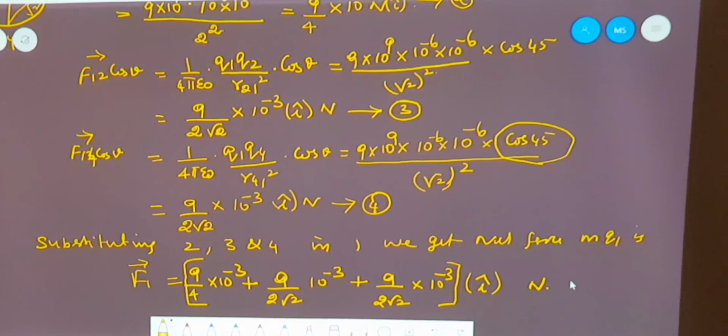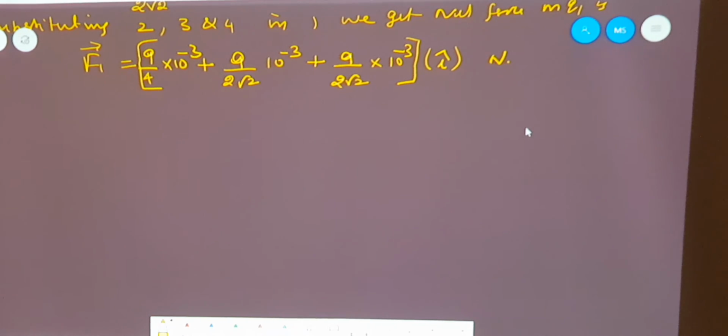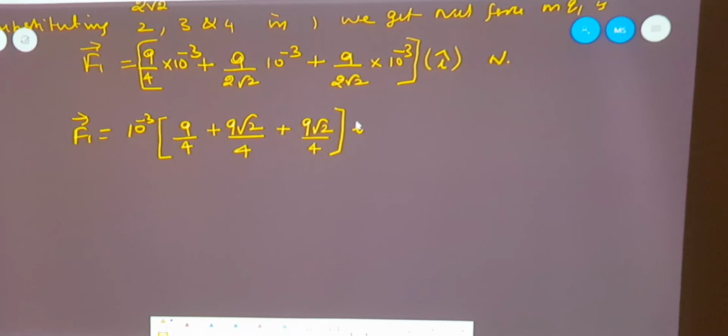So, you try to solve it out. It will be easier for you to solve. I will tell you the method and you just solve it out. Now F1 vector is equal to, first of all I am taking 10 to the power of minus 3 as a common factor. Then here I am writing 9 by 4 plus, here I am multiplying the numerator and denominator with root 2. 9 into root 2 divided by, in the denominator root 2 into root 2 is 2, 2 into 2, I will get 4. Plus, the same concept here, 9 into root 2 divided by 4, and then you put it as i cap Newton.